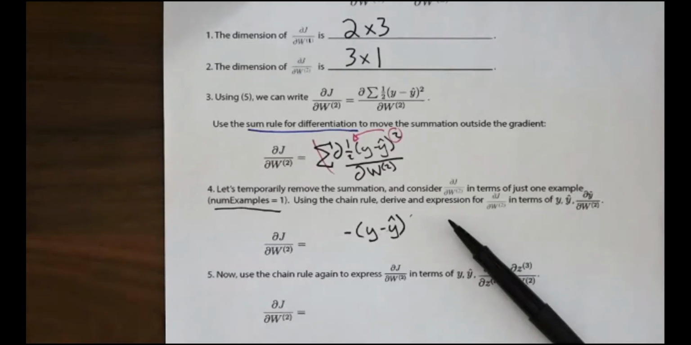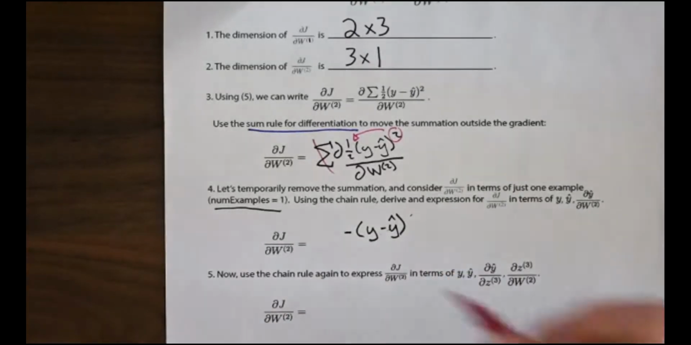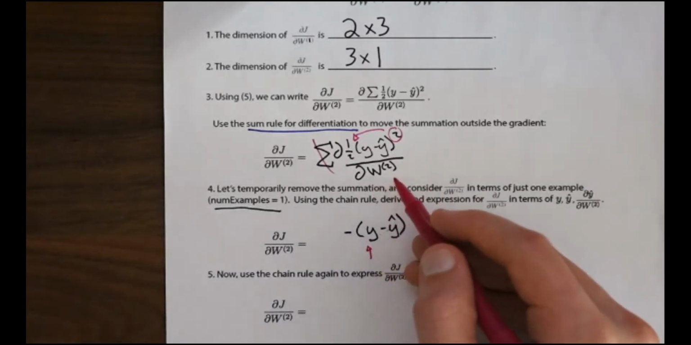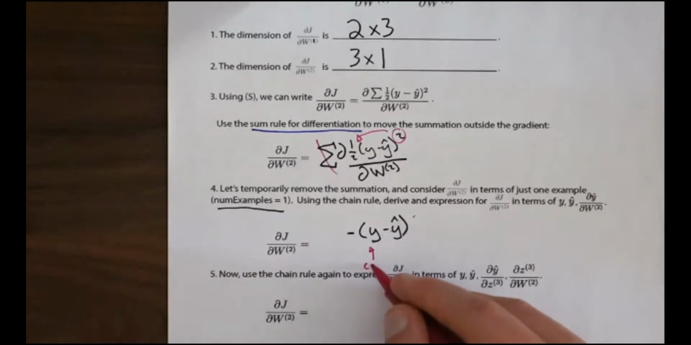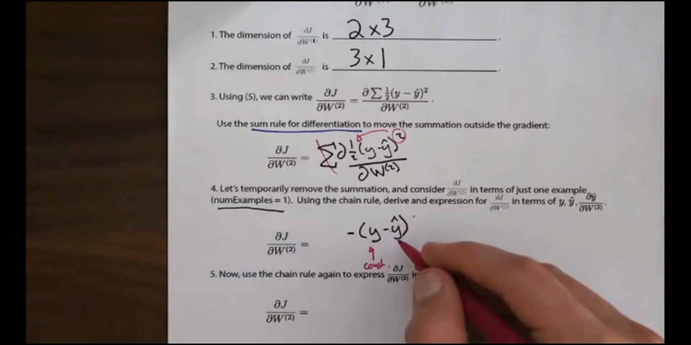So we're not going to worry about y because it's a constant. So y is our data, right? So y is not going to change. If you change W2, it's not going to change our data, right? So y is a constant. It's not going to change. So its derivative with respect to w is 0 because doesn't matter what w is, our input data is always the same. Now y hat is a different story.